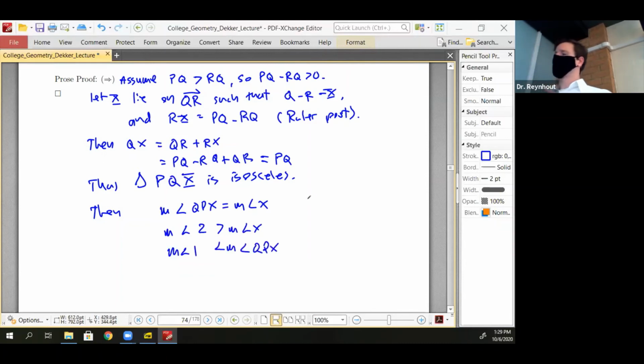The first line is just because it's an isosceles triangle, or the isosceles triangle theorem. The second one is because of the exterior angle inequality. And the third one is because of the angle interior inequality.